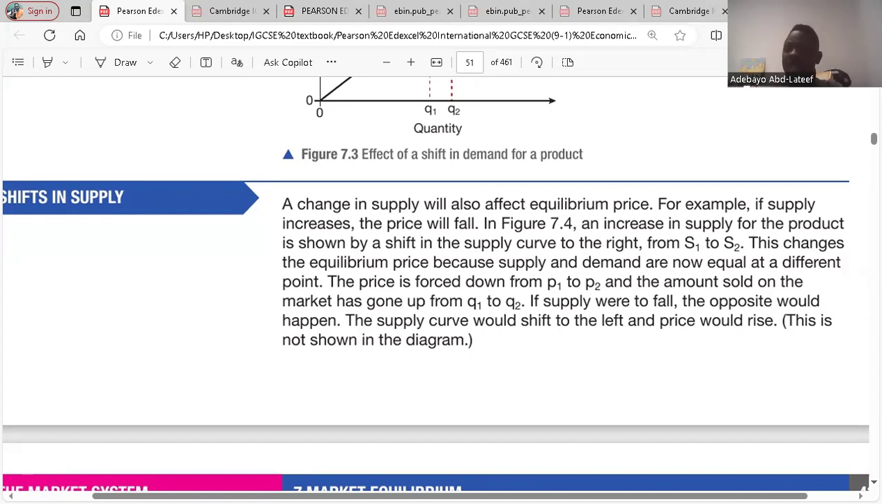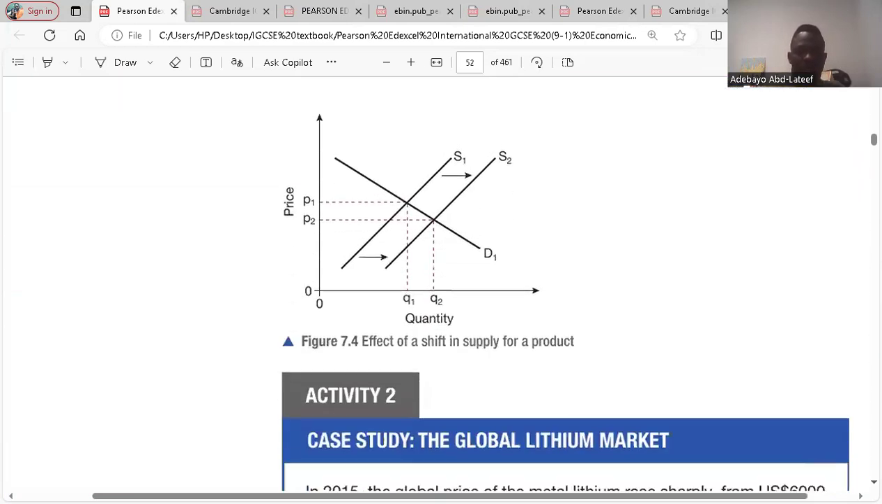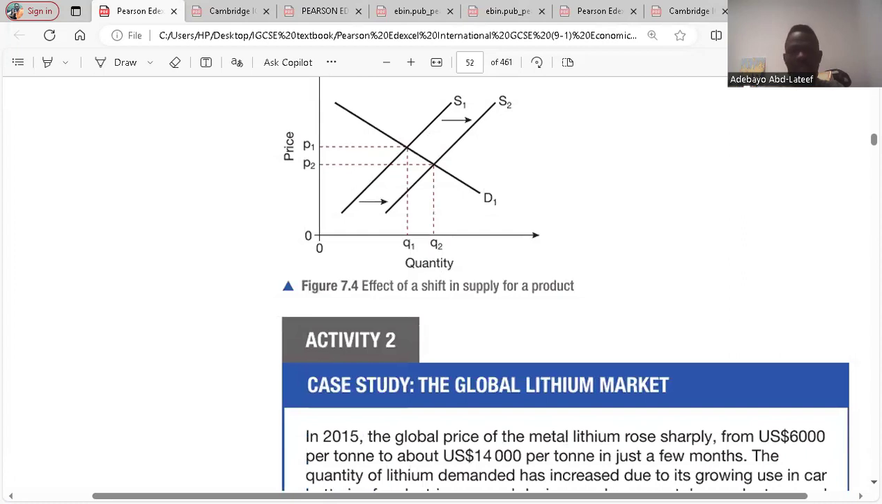And if supply falls in the market, the equilibrium price will increase. Do you get it? Because a fall in supply in the market will make the product scarce. As a result of that, price will increase. Do you understand? Yes. So that is about shifting demand and shifting supply. So we have the case study.